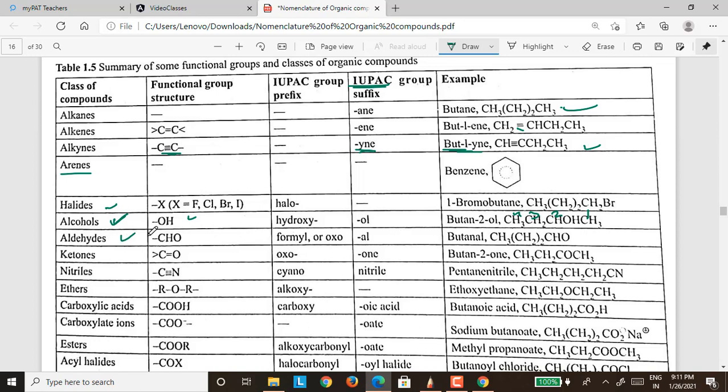Now aldehyde, CHO is there. In aldehyde, CHO is there. If it is CHO, it will be al in suffix, main functional group al. So now you see CH3CH2CH2CHO, C double bond O. So butanal. So this is butanal.